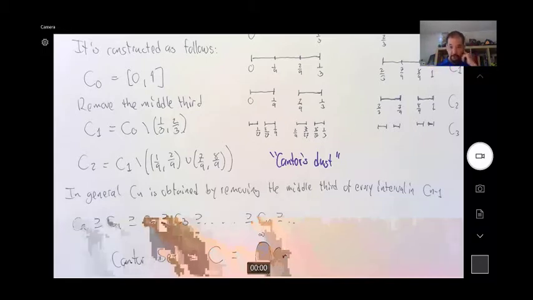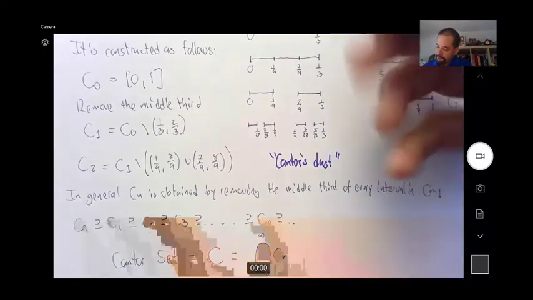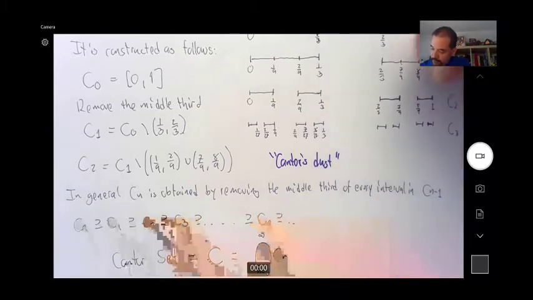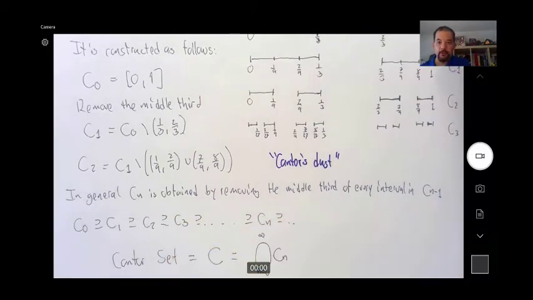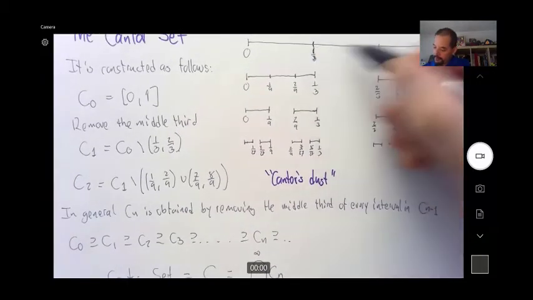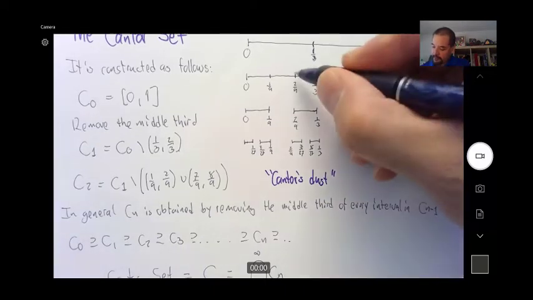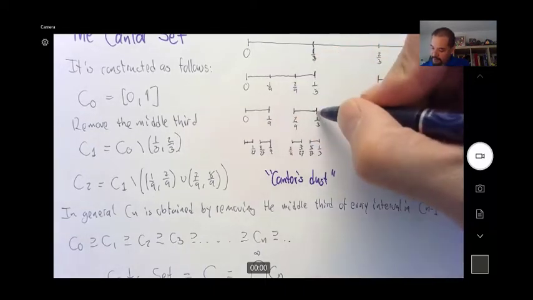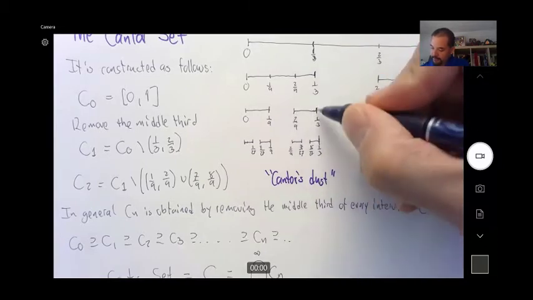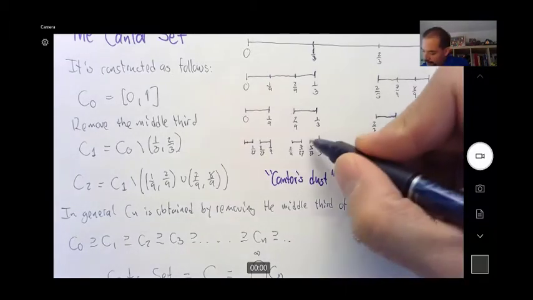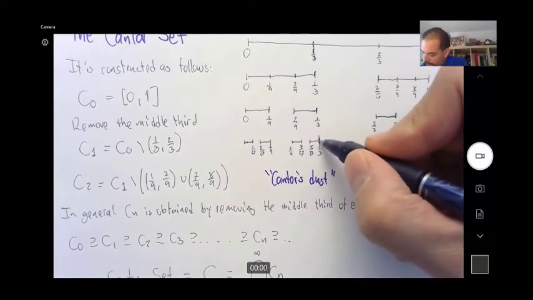So there are things that will remain. For example, think about 1/3. The number 1/3. 1/3 is in C0. And when we take away the middle thirds, it remains because it's one of the endpoints of the interval. So we keep it. And then when we take the endpoint of the next one, it's still there. And here it's still there. And it's going to be still there all the time, right? Do you all see that? Because when we take the next one after that, we're not going to affect this interval anymore. We're going to take the middle third of this interval, but 1/3 is far away from there.